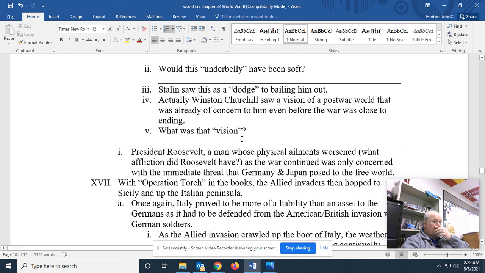President Roosevelt was a man whose physical ailments worsened, he was getting sicker and sicker. Remember, President Roosevelt had polio. That's why when you see pictures of Roosevelt and Stalin and Churchill, they're not standing, they're sitting, because Roosevelt couldn't stand. He was confined to a wheelchair for the entire time he was in the presidency. Although the great majority, like 99.99% of the Americans, didn't know that he had polio and was crippled. They kept it a secret.